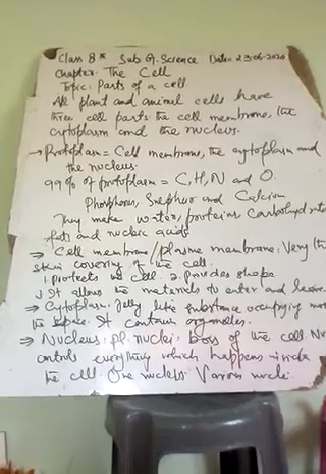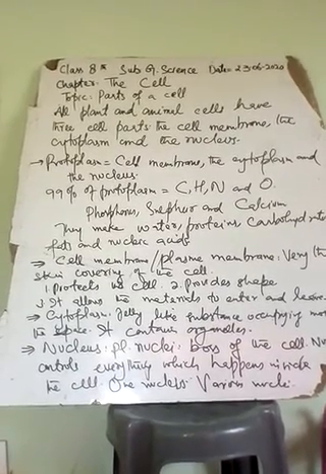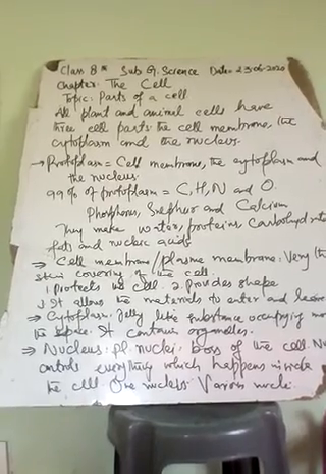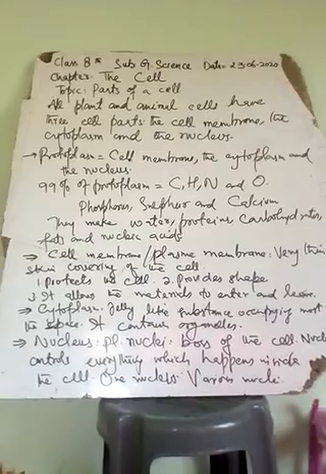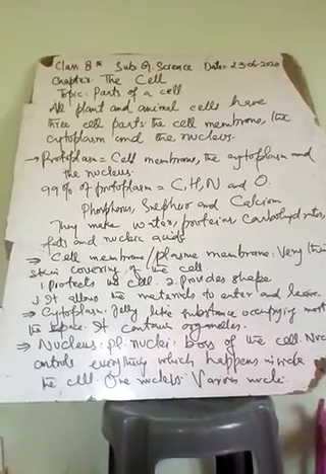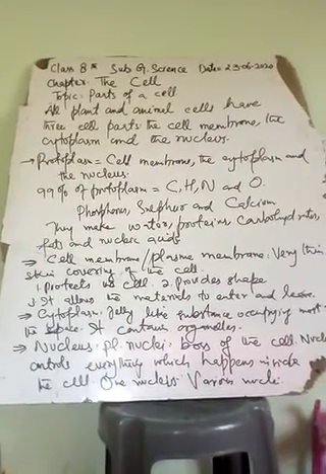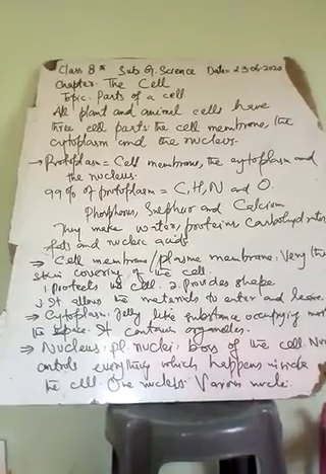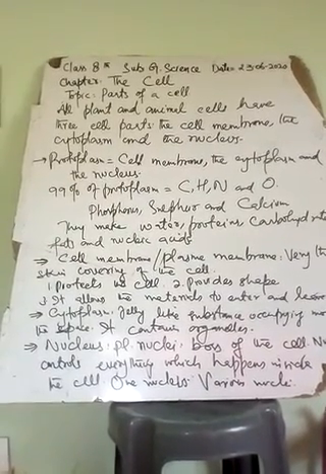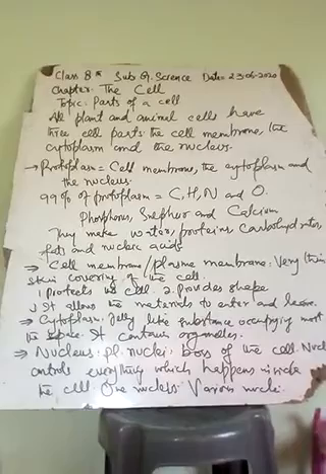3 main parts of the cell are the cell membrane, the outer covering, the cytoplasm, the inside of the cell, and the nucleus, the boss. These are the 3 main parts of the cell, and that cytoplasm consists of many organelles which perform the functions. Nucleus is single thing, cell membrane is single thing, but the cytoplasm is a very big concept. It has various organelles in it.